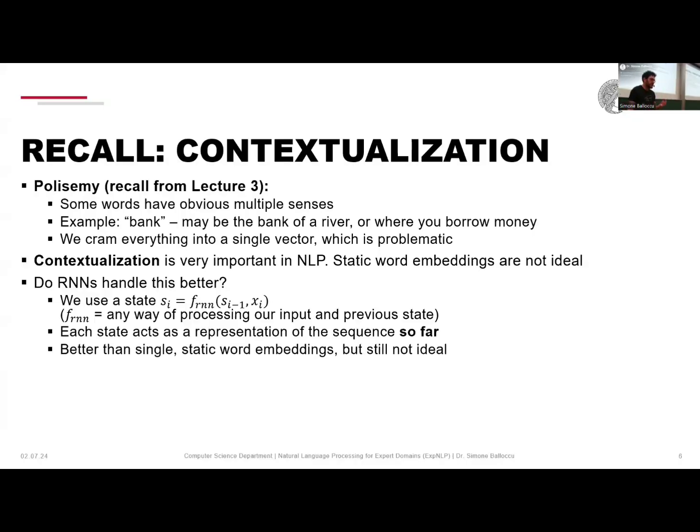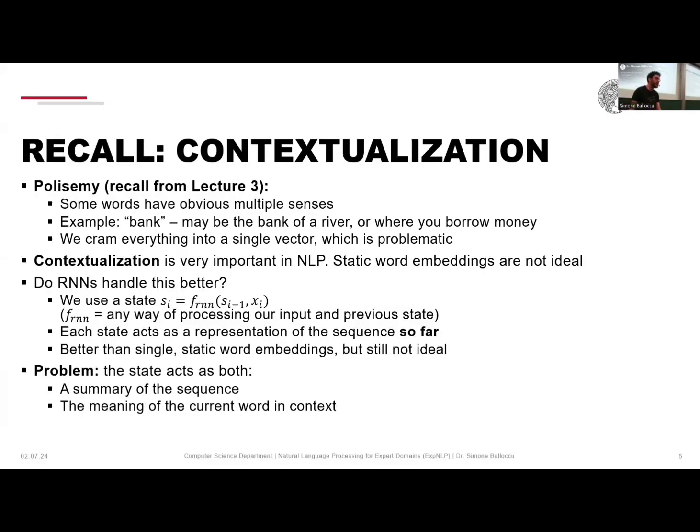So it's better than a single static word embedding, but still not ideal because the state basically does two things at the same time. It is a summary of the whole sequence. Like if you have 20 words, the state is going to be the summary of the first word, the first 2 words, the first 3 words, and so on. But it's also the meaning of the current word in context, because at that point we saw the left context. I mean, if you have attention, probably we can see also the other tokens, but still we need to sequentially process everything. So this does not change regardless of how fancy you get with your RNN. If it becomes an LSTM, a bi-LSTM, and so on.